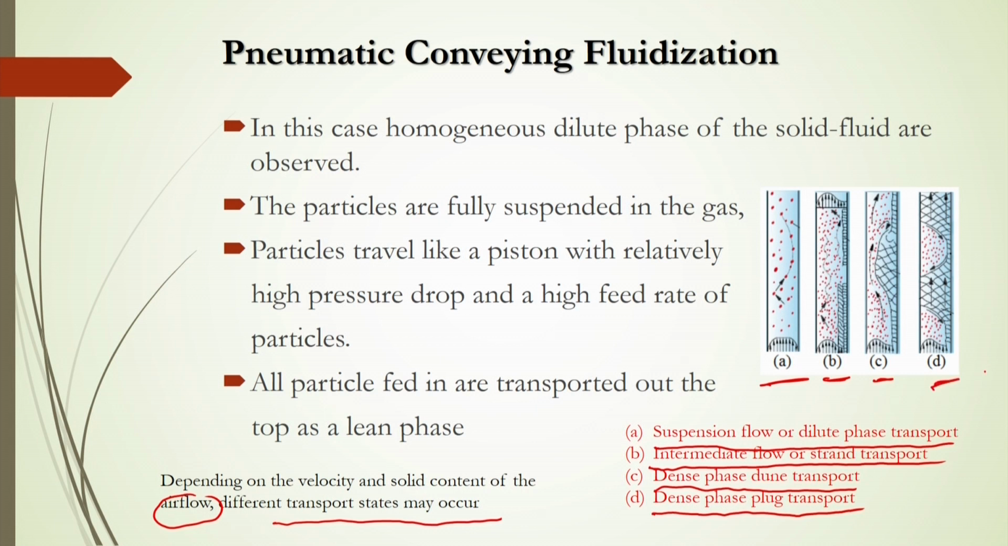And D is called plug flow. Here some plug or bubble formation will be there inside the bed. There will be a dense portion formed here inside the pneumatic conveying fluidized bed. So, this happens because of the cross sectional area of the fluidized bed.